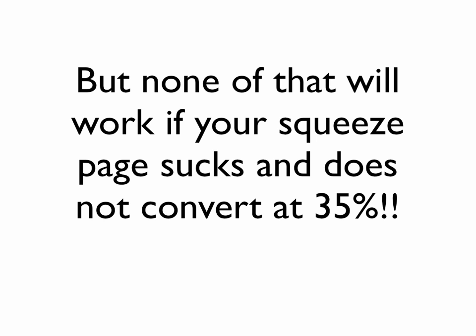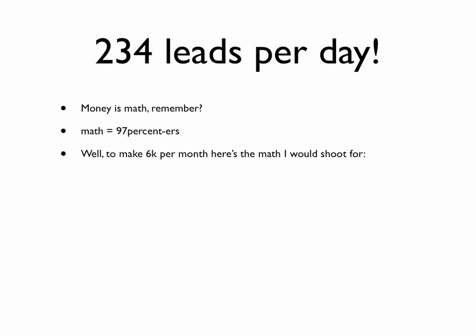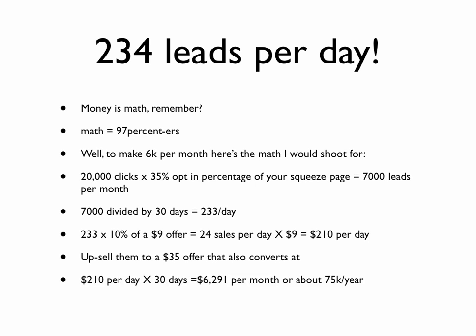But none of that will work if your squeeze page sucks and does not convert at 35%. Let's go back. These are nice numbers if you follow along. I know it's a little confusing, but basically this is $75,000 per year I just showed you if you could just follow a few things. Make sure that your squeeze page converts at 35%. Make sure that your one-time offer for $9 converts at 10%. And make sure that your upsell for $35 also converts at 10%. If you do that, you can make around $6,291 per month, or around $75,000 per year. You'd probably make more than that, but those are kind of conservative numbers.